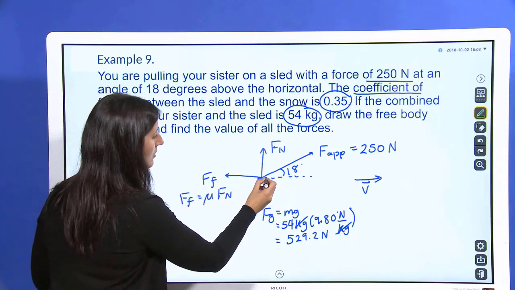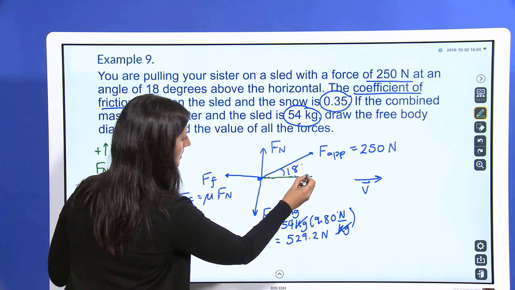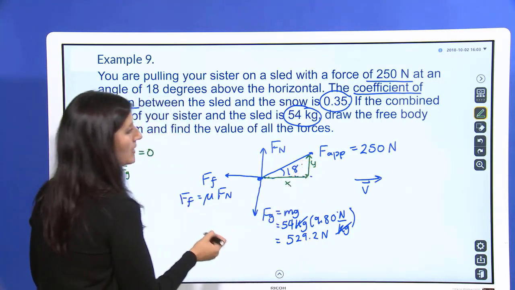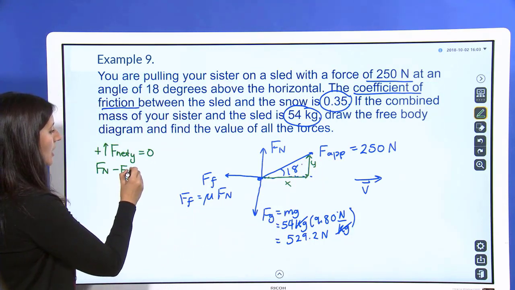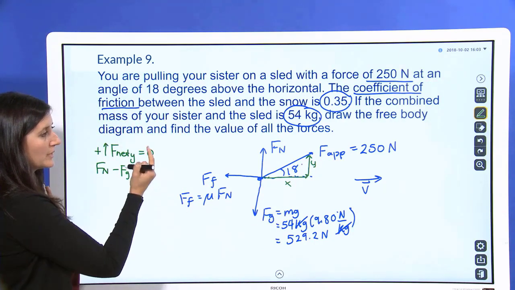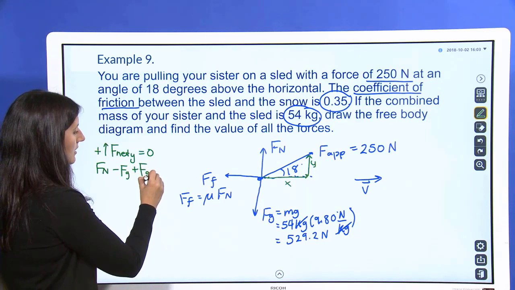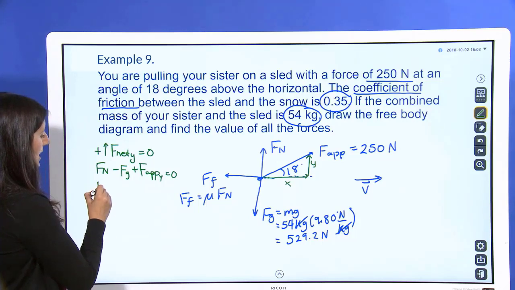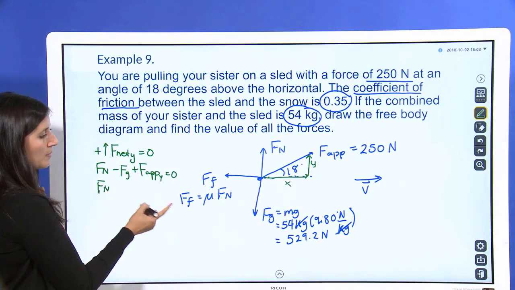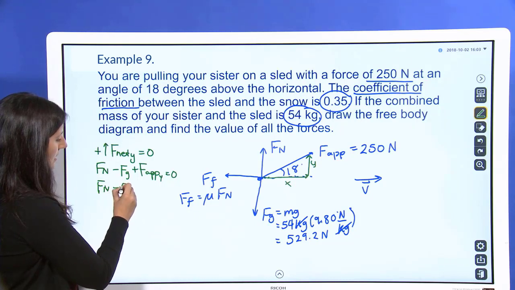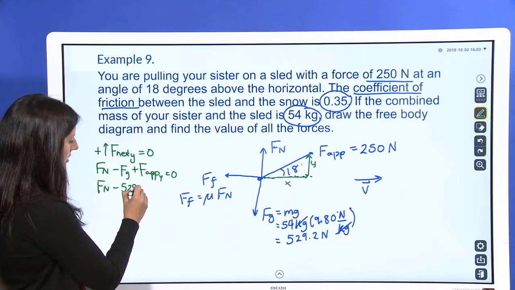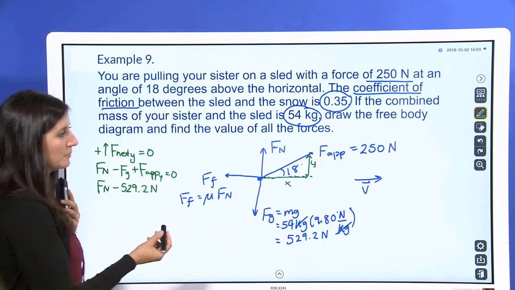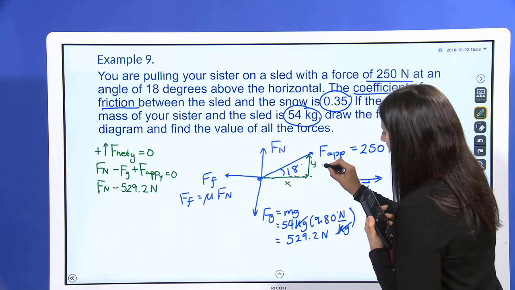And I have the y component. This is my x component. This would be my y component of my F applied. So I'm going to call that positive because it's pointing upwards. Fn minus Fg plus F applied in the y direction equals 0. My F normal is what I'm looking for. My force of gravity I already found is 529.2 newtons. And my F applied in the y direction, let's do it here.